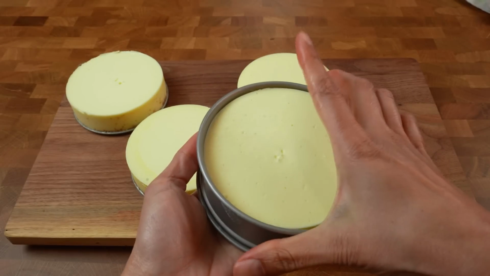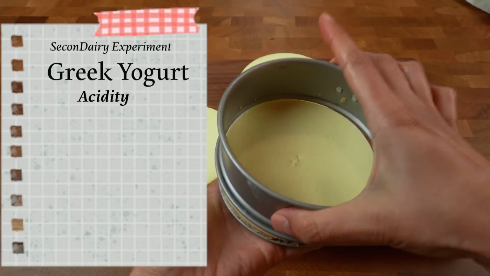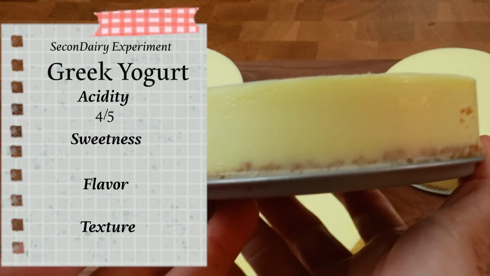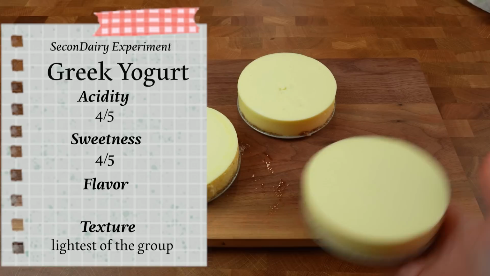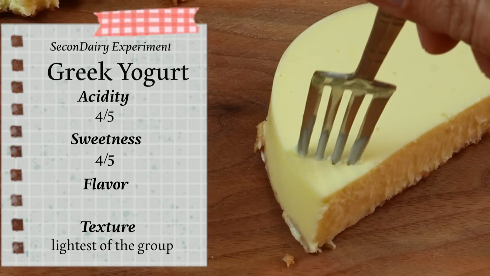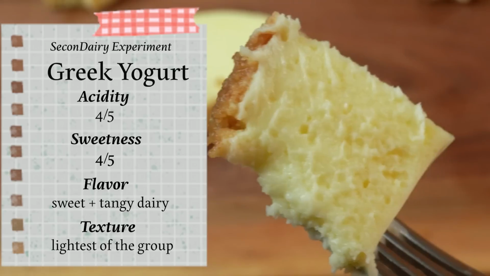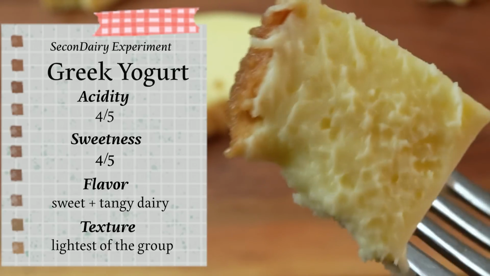The low-fat Greek yogurt cheesecake is a little bit less acidic than the sour cream one, so it tastes a bit sweeter. The texture for this one is less thick, but it's still a very substantial cheesecake, and it could be very good for people who prefer a lighter texture New York style cheesecake.